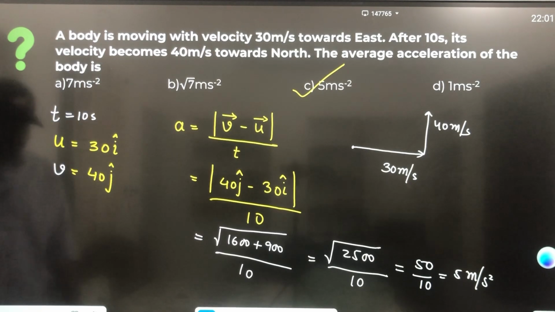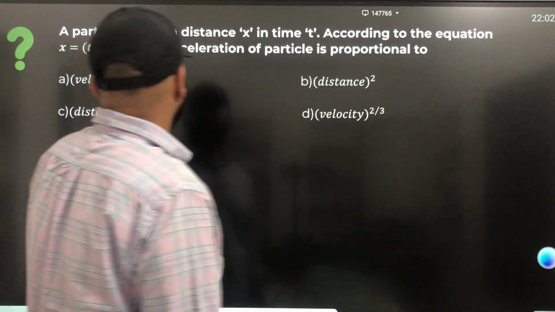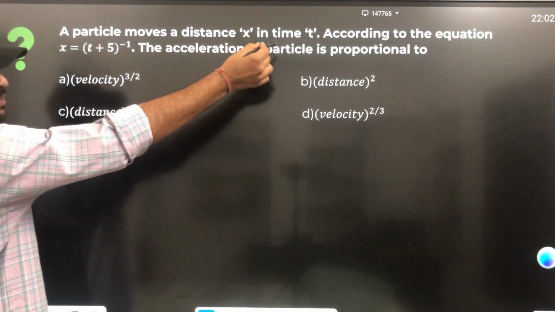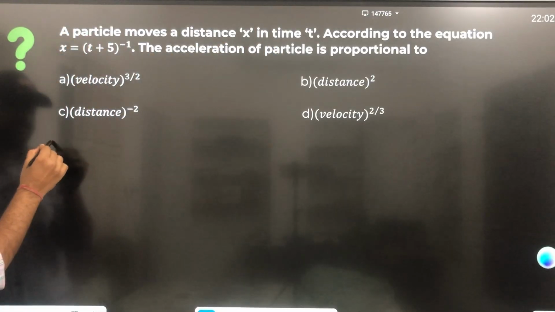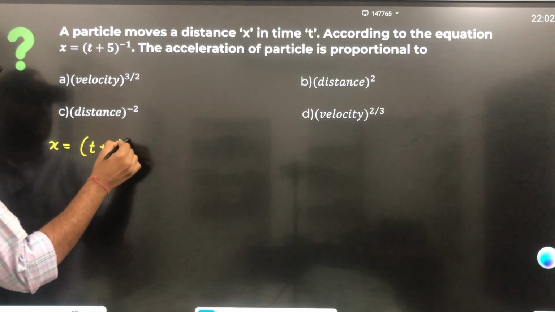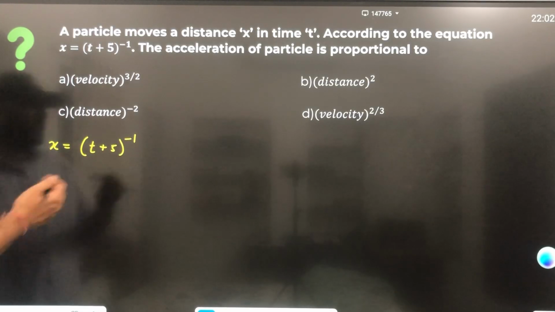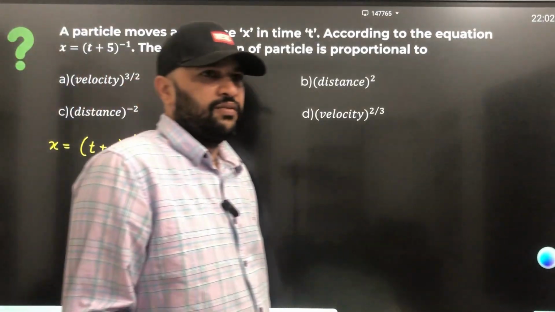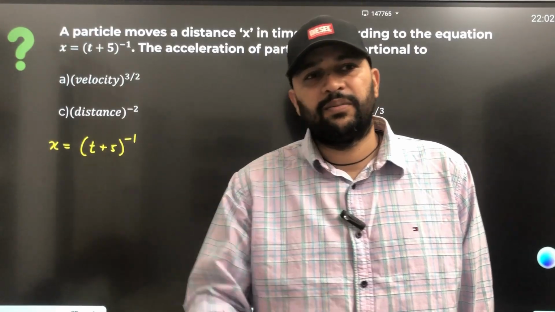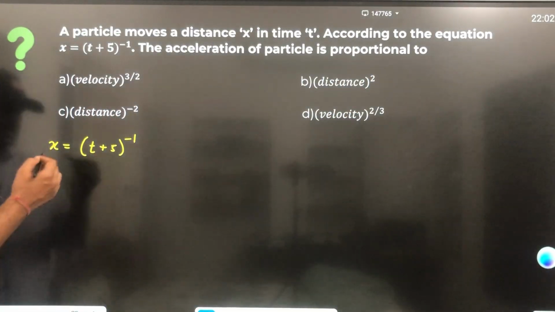Let's see our next question. Okay, our next question is over here. It says a particle moves a distance x in time t according to this equation. So let me write the equation for you. x is equal to (t plus 5) raised to power minus 1. The acceleration of the particle is proportional to, we have to find the proportionality part, we don't have to find the exact equality, right? So first of all, to find the proportionality part, let's find the velocity.